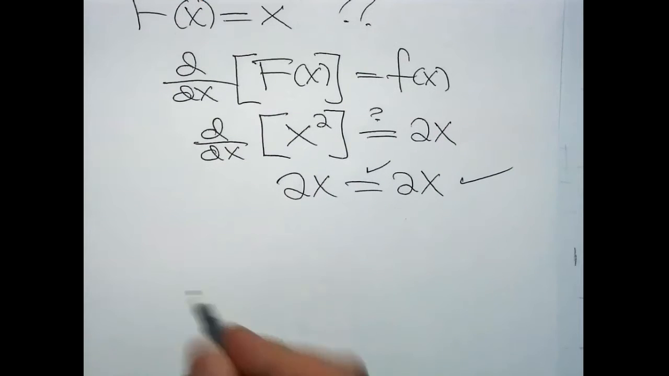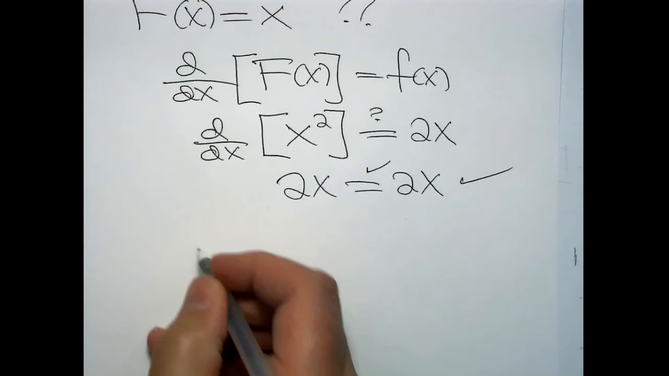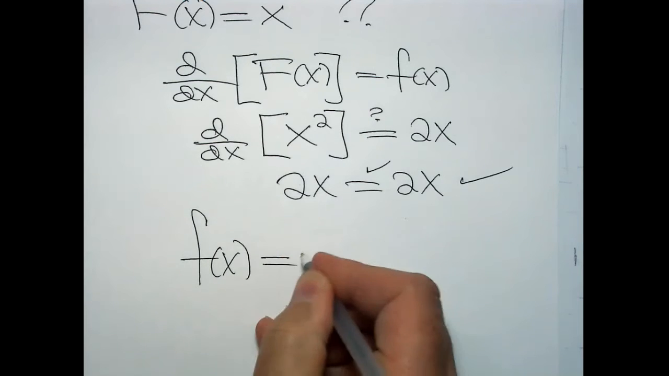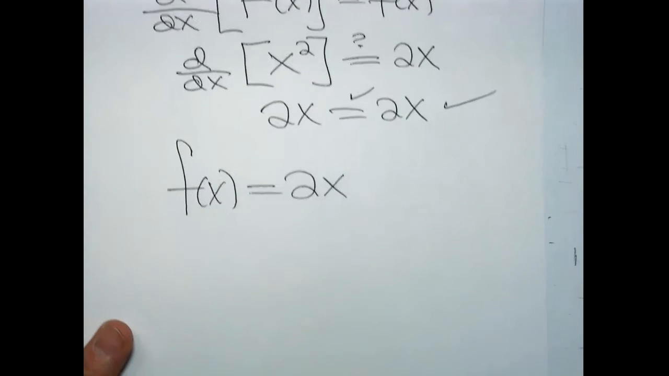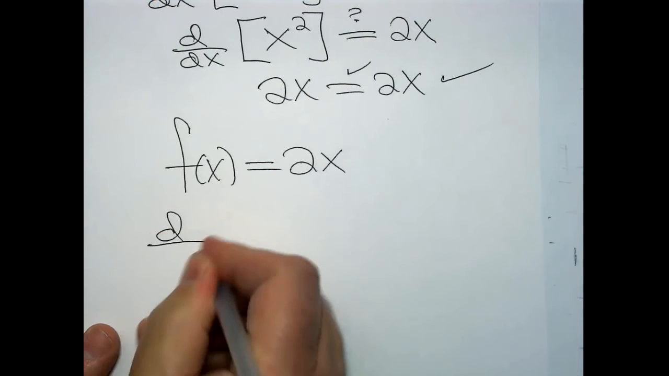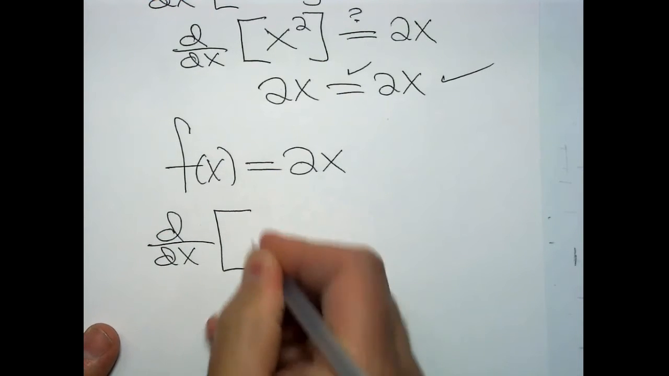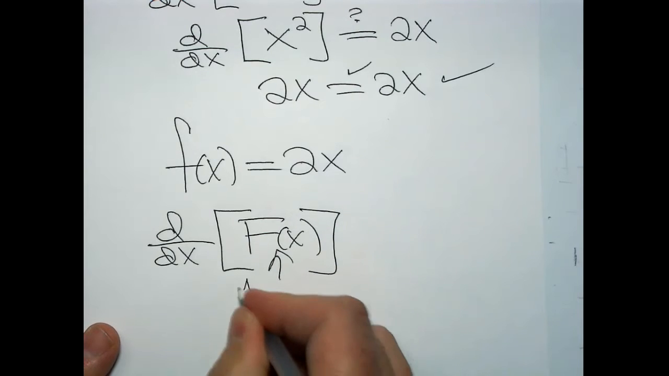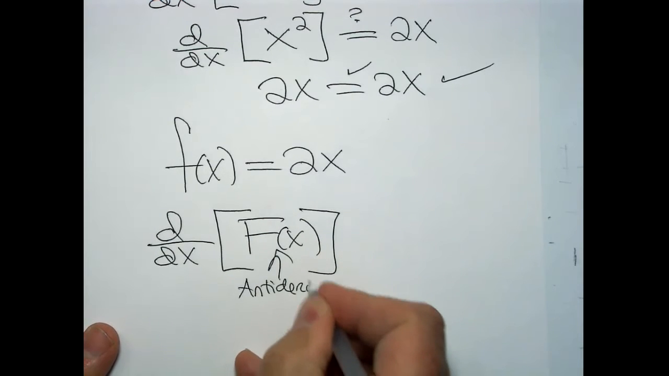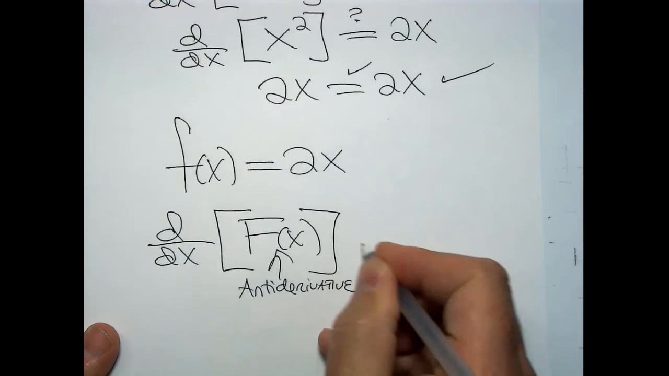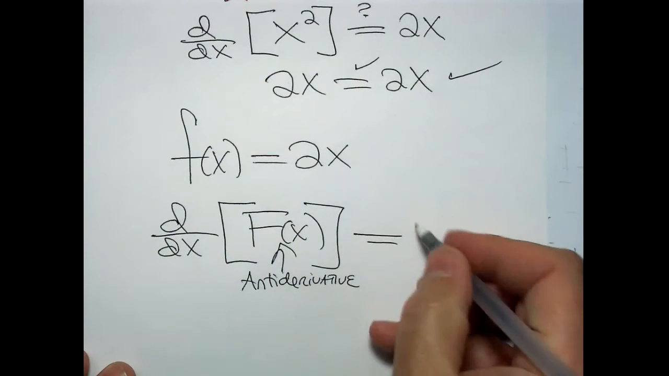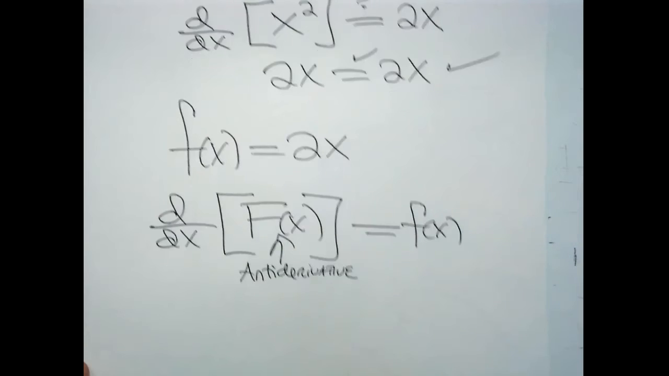Now, I've got a proposal for you on this problem. The proposal is if the lowercase f of x, again, is 2x, and the idea is to learn what that original function was. See, here it is, capital F. We refer to this as the antiderivative. We don't know what it is, let's say. But the derivative of capital F of x should be lowercase f of x, correct?